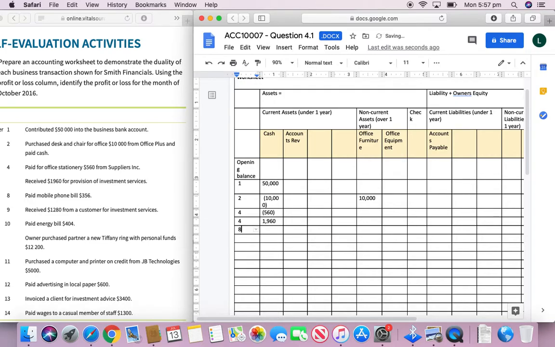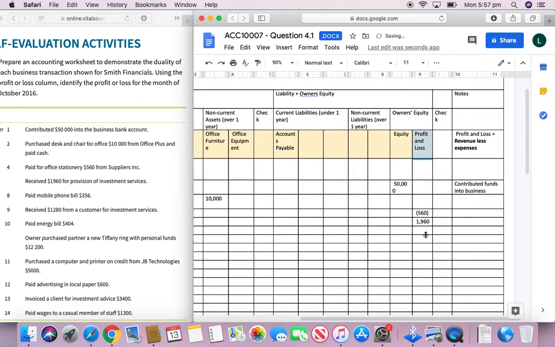Transaction number 8. So paid mobile phone bill of $356. So again, it's another expense and a cash payment. So we have to go negative $356. We go over to our profit and loss because it is an expense, and we go $356 in negatives.